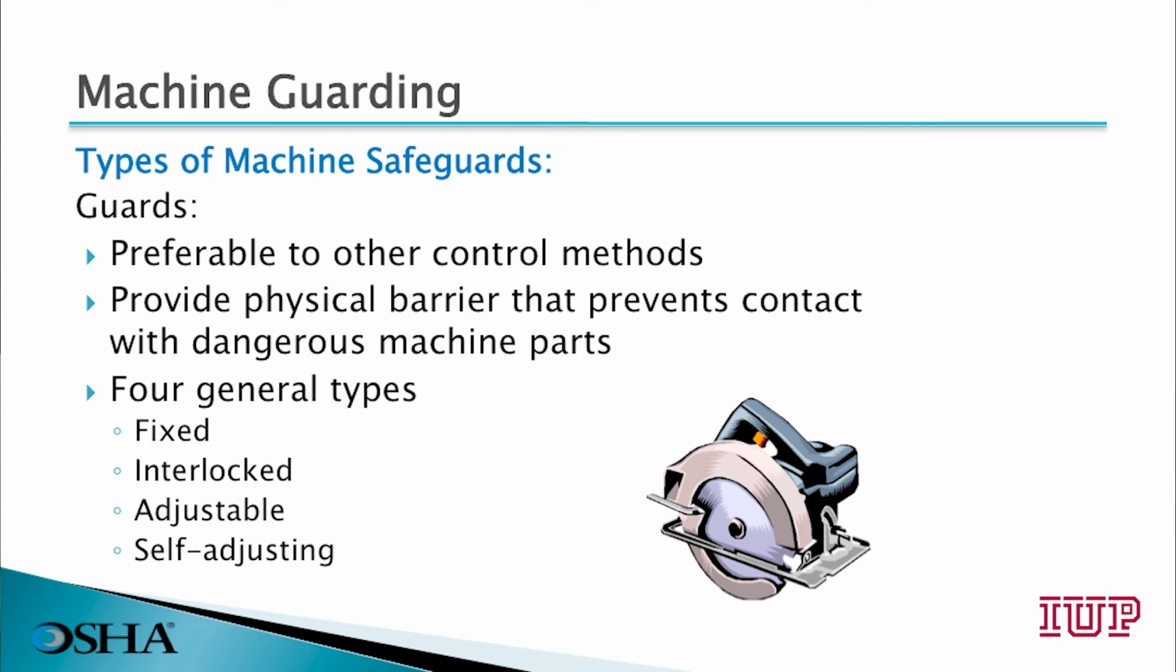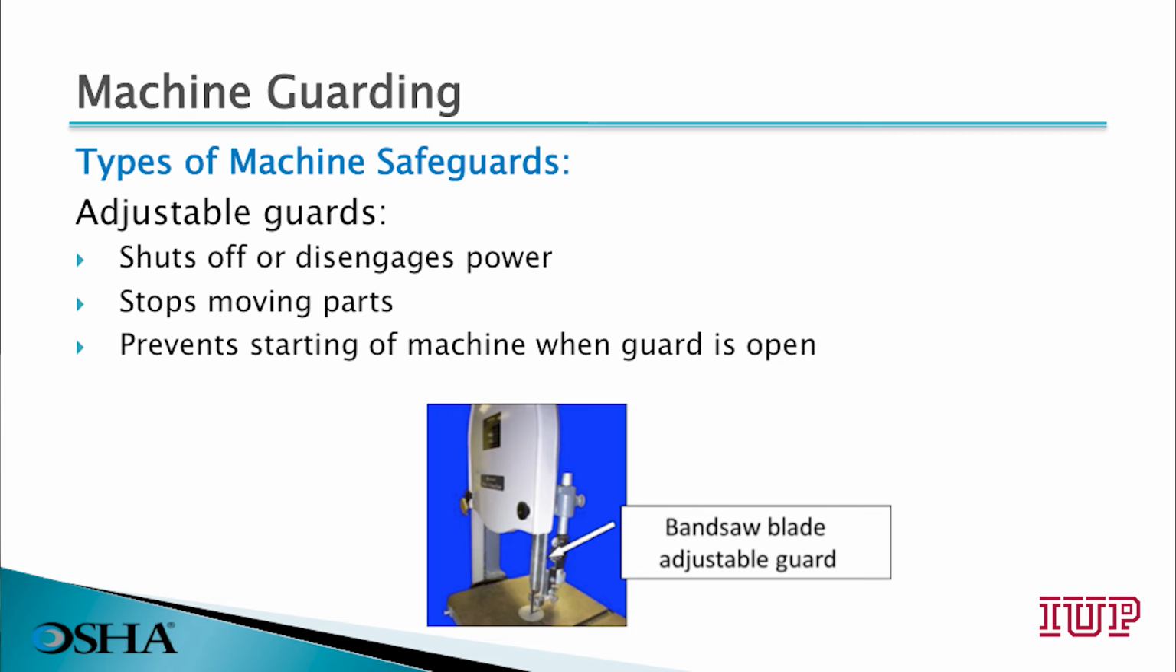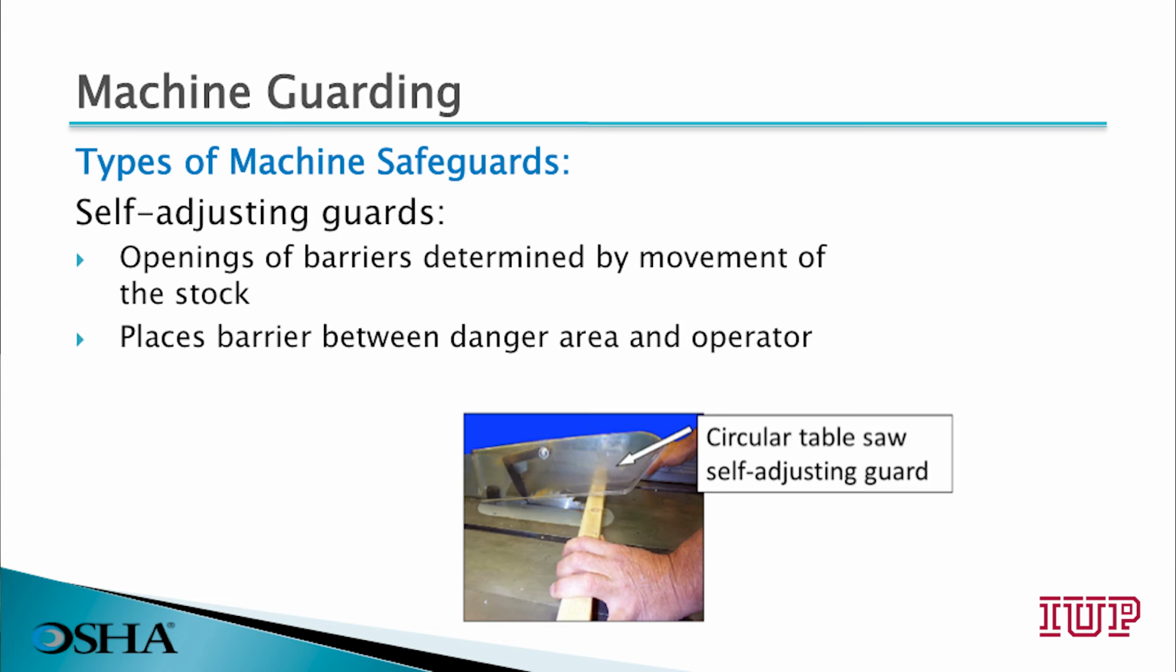There are 4 general types of guards, and they include fixed guards, interlocked guards, adjustable guards, or self-adjusting guards. Interlock guards shut off or disengage power. They shut down moving parts and prevent starting of the machine when the guard is open. Many use electrical, mechanical, hydraulic, or pneumatic power, or a combination of the above. Adjustable guards shut off or disengage the power as well. Adjustable guards stop moving parts of the machine and prevent starting of the machine when the guard is in an open position. Self-adjusting guards allow the movement of stock material and place a barrier between the danger area and the operator. The opening of self-adjusting guards is solely determined by the movement of the stock material.